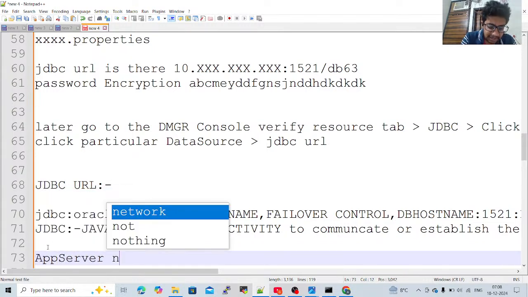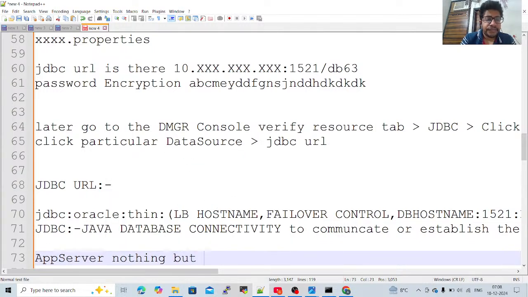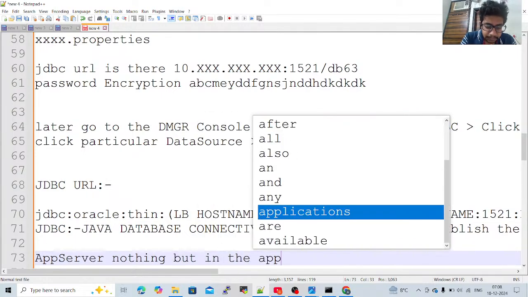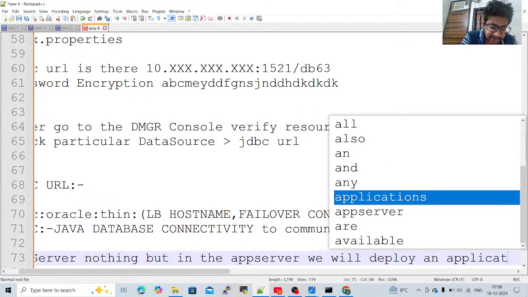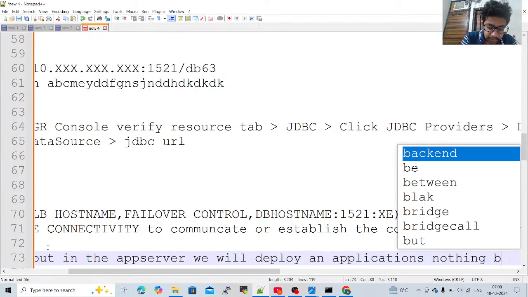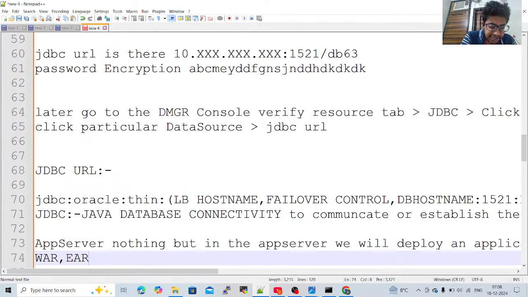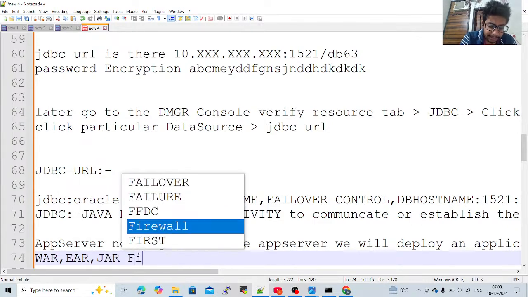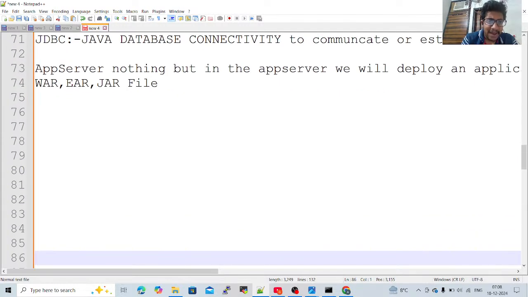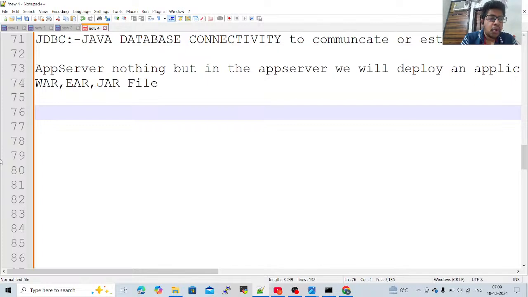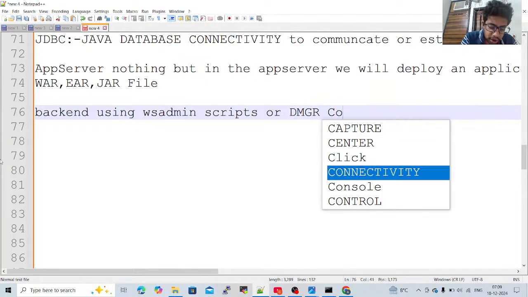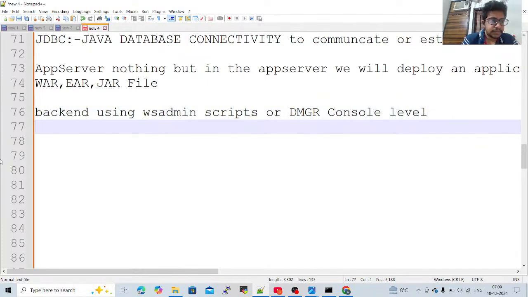Okay, app server is nothing but, in the app server we will deploy applications, that is WAR files, EAR files, JAR files. We can upload them in the backend using wsadmin scripts or at the DMGR console level.